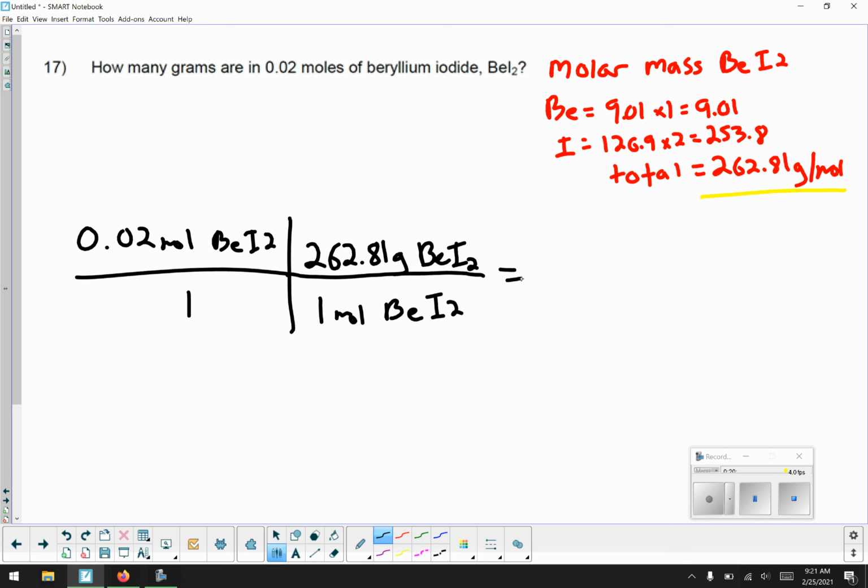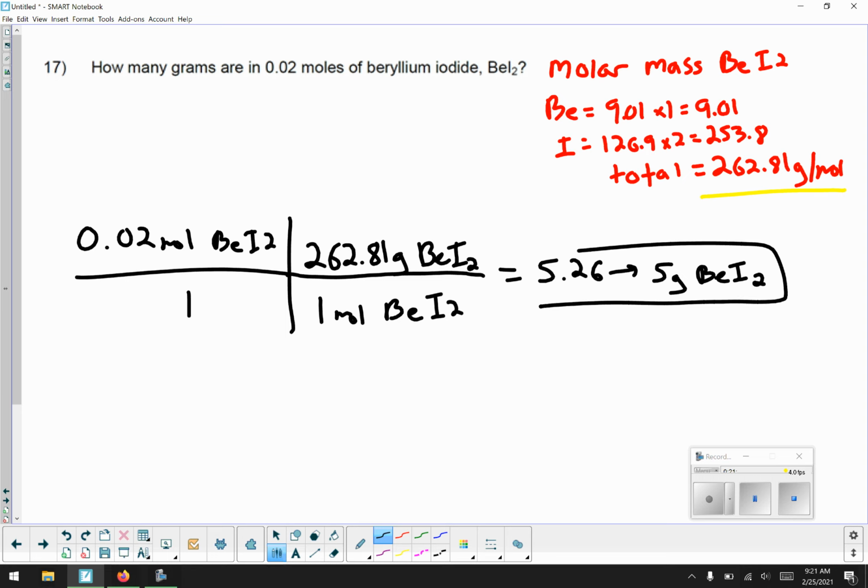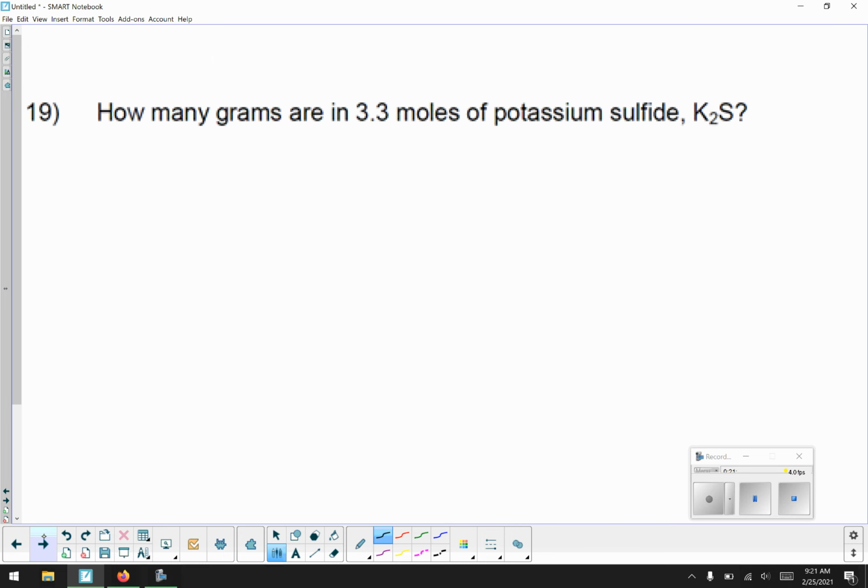And then, if you do the math, this is just, again, a multiplication problem. You end up with 5.26, which, because I only have 1 sig fig, I'm going to convert to 5 grams of beryllium iodide. The reason there's only 1 sig fig is because 0.02 only has 1 sig fig. I'm not going to kill you guys on rounding, but I'm going to continue to model doing it the correct way. So that's all that is. You have to figure out molar mass in order to convert from grams to moles, or back from moles to grams. So let's look at another one.